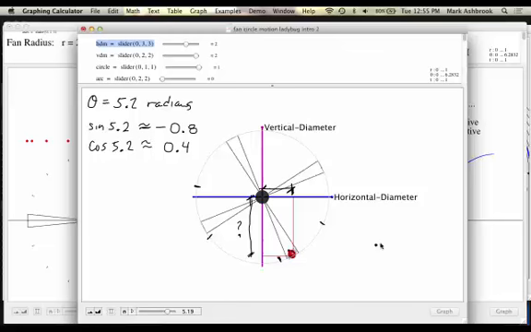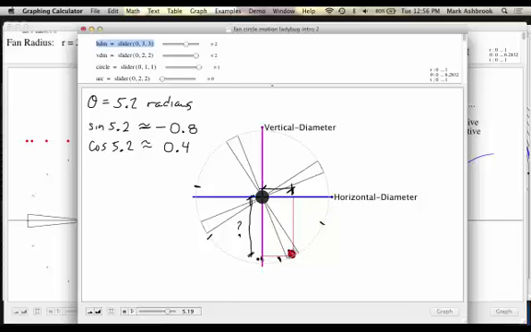Where did I lose you? Okay, well, if you can ask a specific question. It's like your 0.4 of the way to 1. Yeah, so looking horizontally, this distance from here to here is 1 radius length. Okay. So we're asking what fraction of the way is the bug to 1?